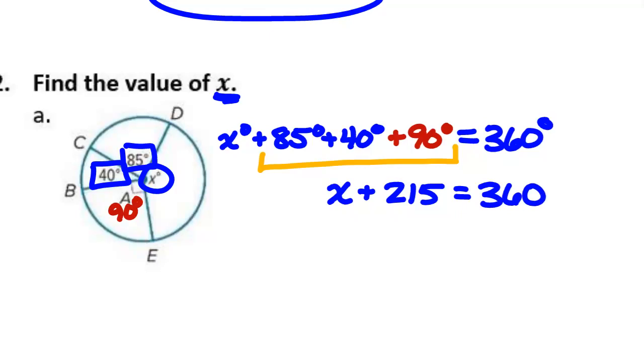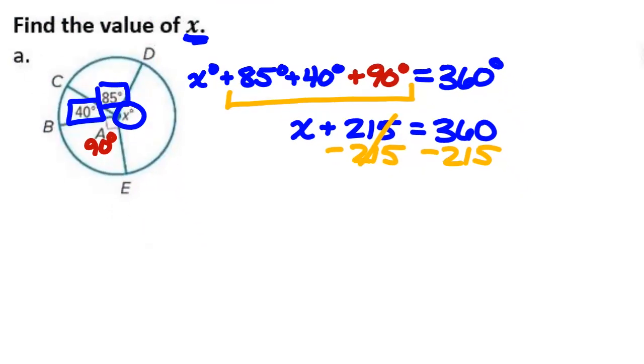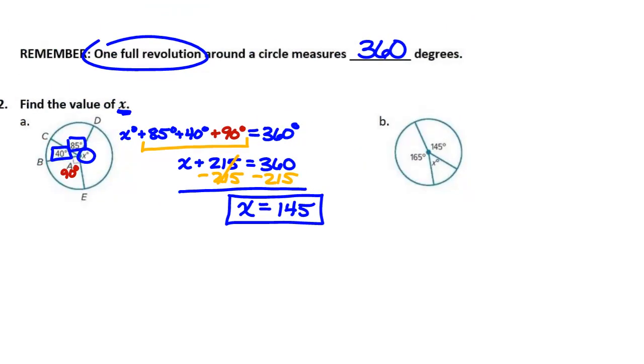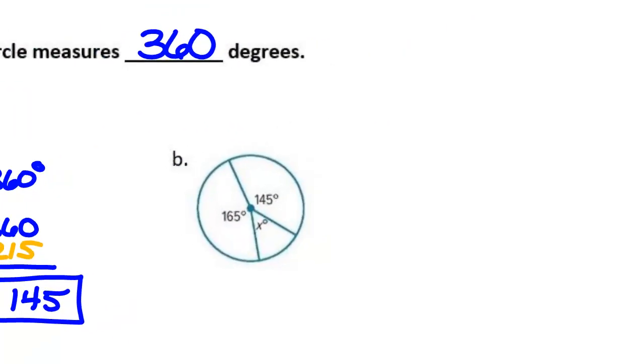So x plus 215 equals 360. I'm going to subtract 215 from both sides to isolate x. And what is 360 minus 215? 145. So x is 145. Part B, how are we going to figure out how big x is right here?